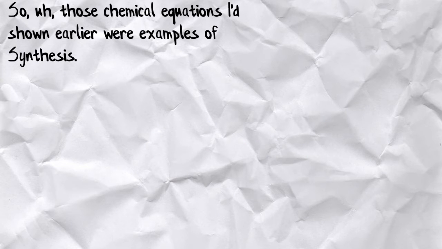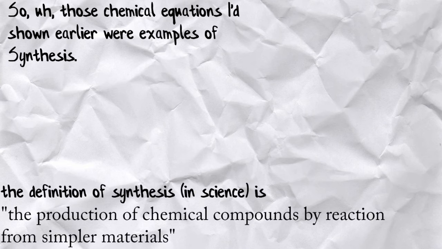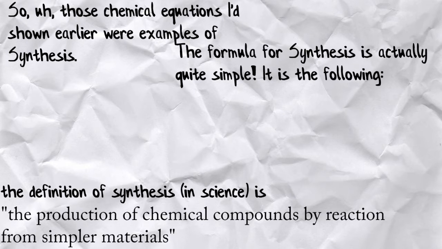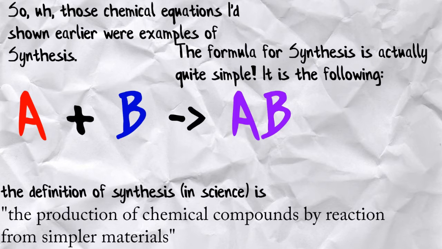So, those chemical equations I'd shown earlier were examples of synthesis. The definition of synthesis in science is the production of chemical compounds by reaction from simpler materials. The formula for synthesis is actually quite simple. It's the following: A plus B results in AB.